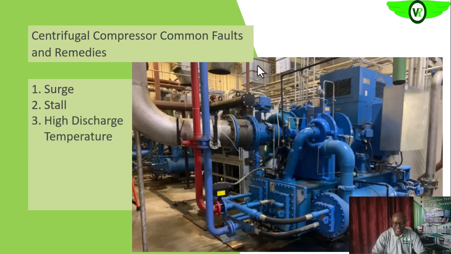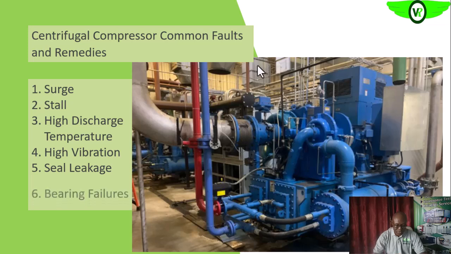Then the high discharge temperature is also a fault condition that affects the operations of the compressor. Then high vibration, we have seal leakage. Okay, so the seal leakage, all of these put together, they will reduce the efficiency of the compressor unit. Then bearing failures, which can lead to high vibration. Okay, and eventually any other damage or any other fault condition as you see on the list here.